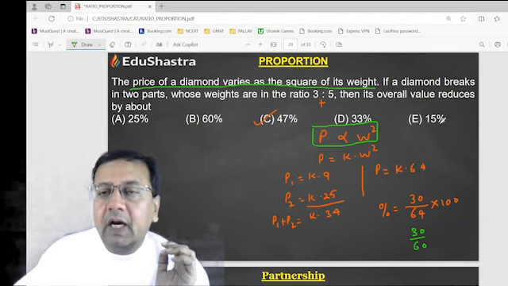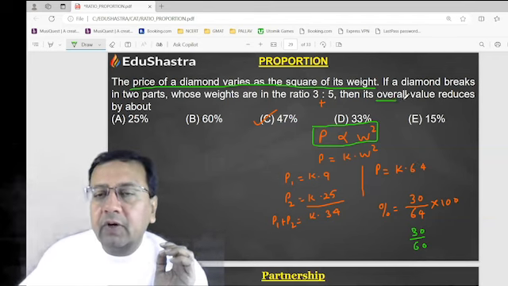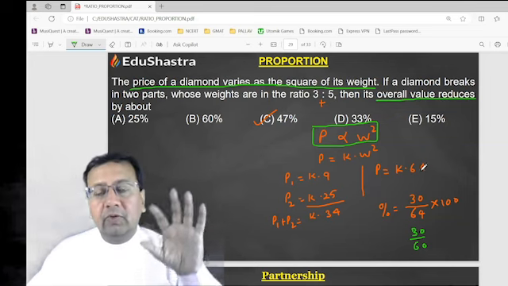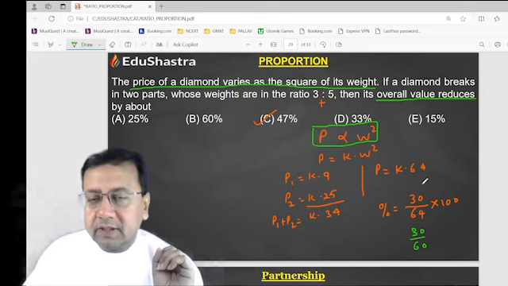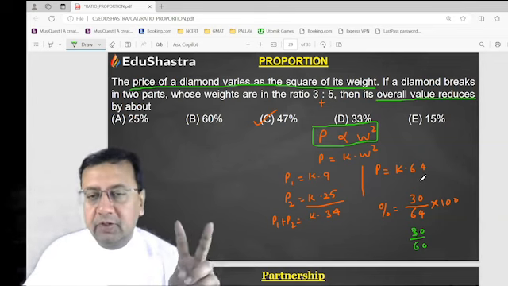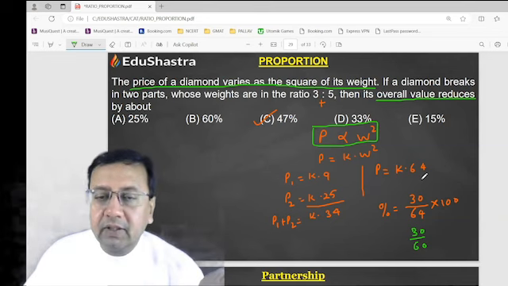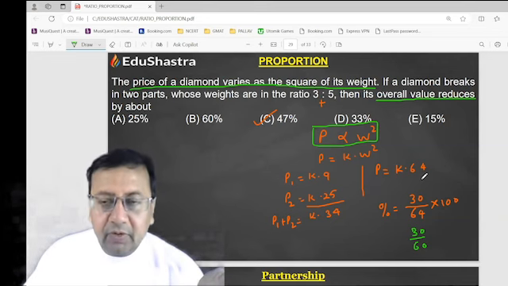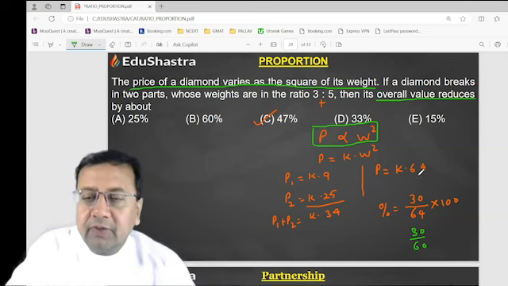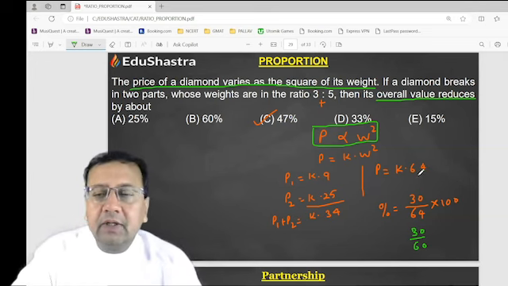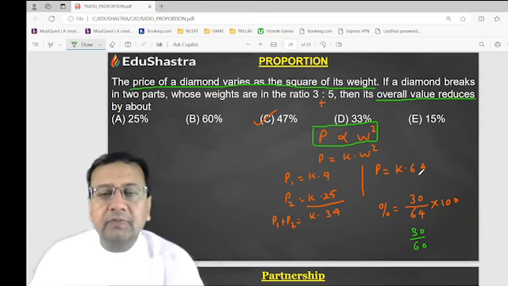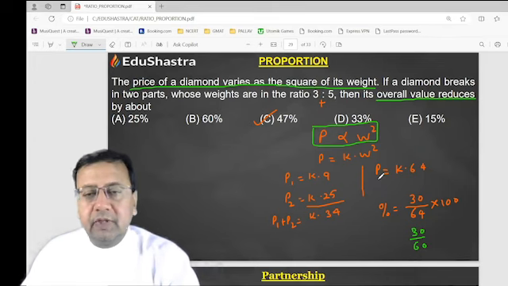Now this is saying what? Overall value reduced by. Original value for the one piece is 64. Original value for the two pieces is 34. So how much is the reduction? 30 units on a basis of 64. So this is 30 by 64 into 100, which should be little less than 50%. So answer is 47%. Okay, sir. Thank you.